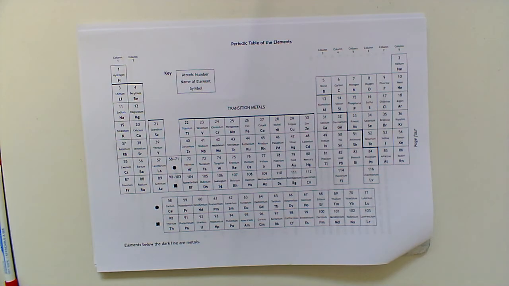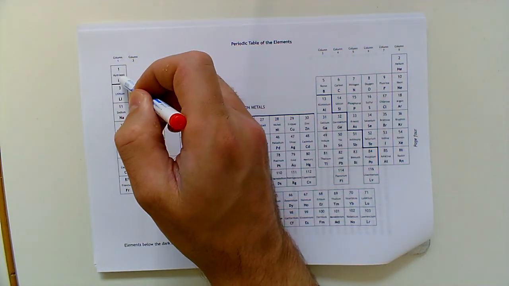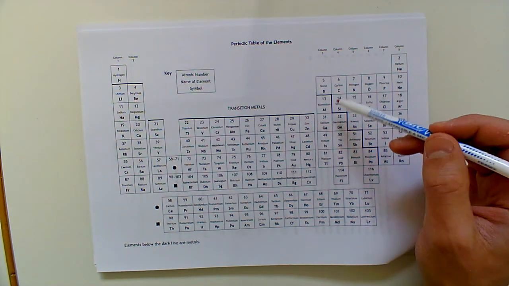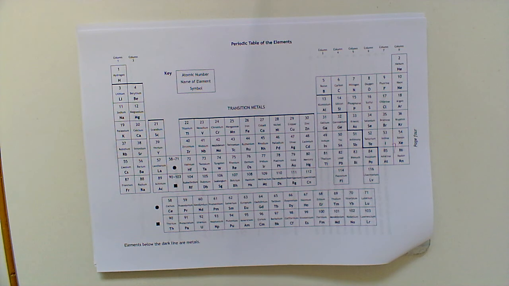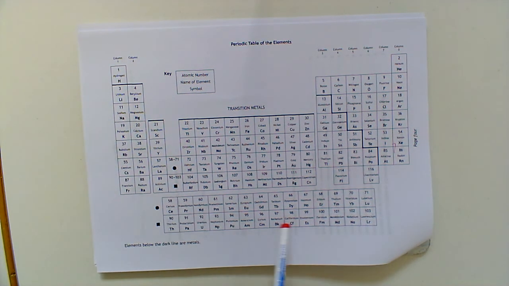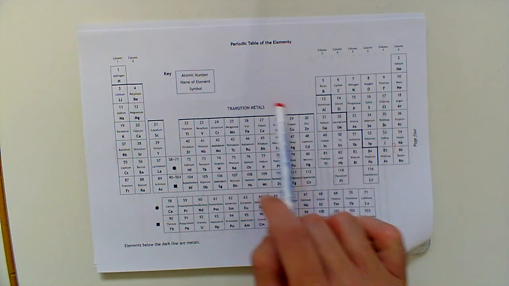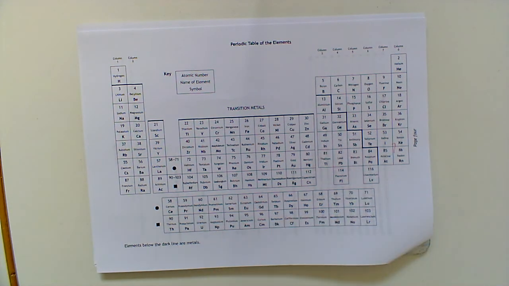So here we have the data booklet. Now before, the non-metals were everything on this side of this line. The non-metals are everything under the line. So if you can see, at least 70% of the periodic table is metals.